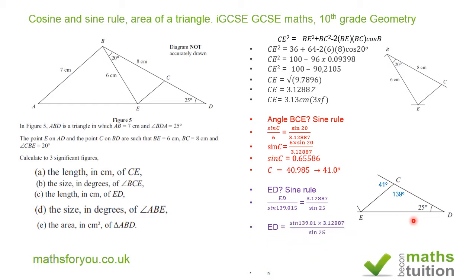So we then end up with ED is equal to sine 139 times 3.128 divided by sine 25, and that gives us ED as equal to 4.857, and to 3SF becomes 4.86 centimeters.